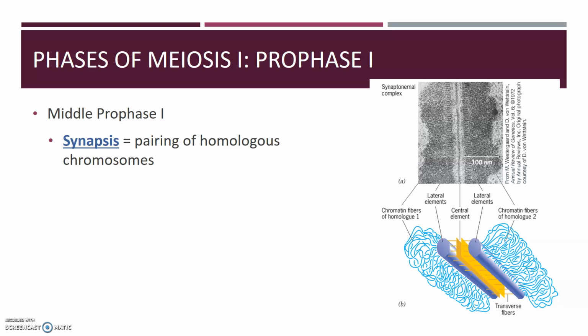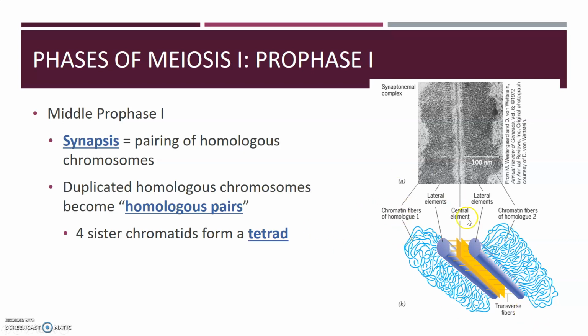And then in prophase I, the homologous chromosomes, or the ones from each pair, the one from mom and the one from dad, find each other, and they pair up together and form these structures called synapses between them. And so in the process, those duplicated X-shaped homologous chromosomes find their pair and become homologous pairs, right? And so there's 2 X's. Those 2 X's contain 4 sister chromatids, or 4 individual chromatids that form what's called a tetrad.